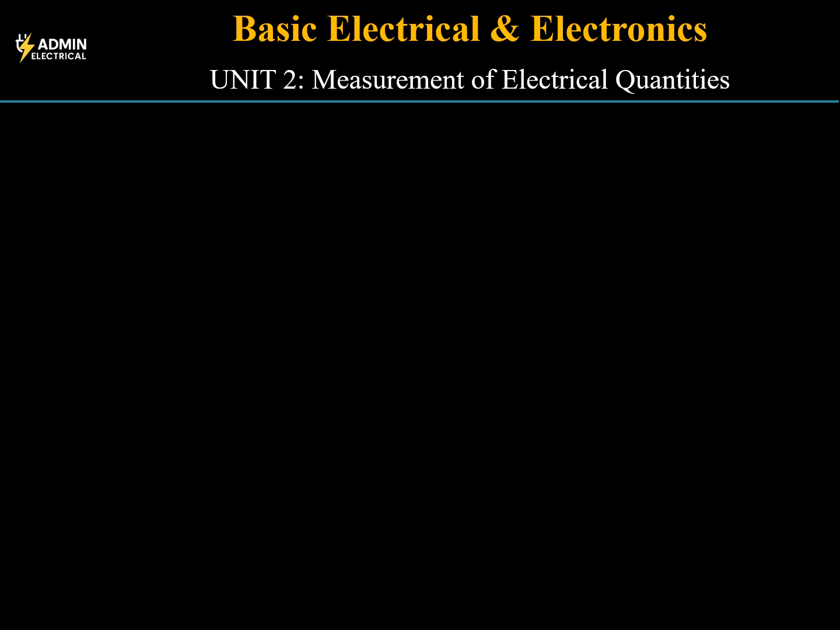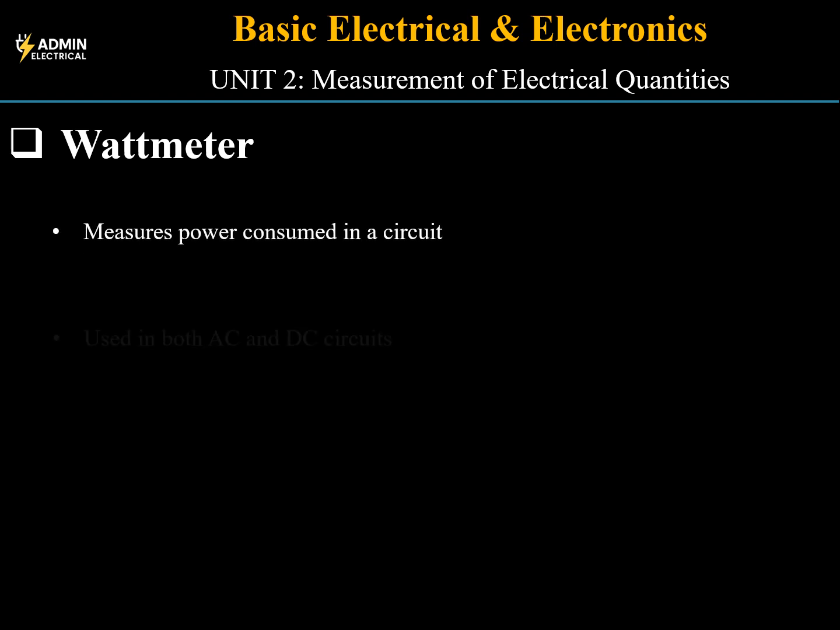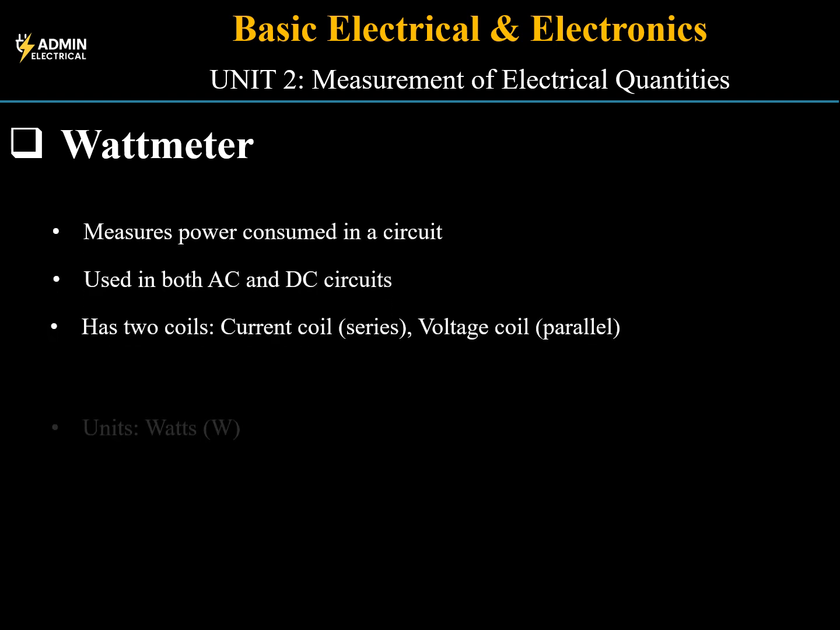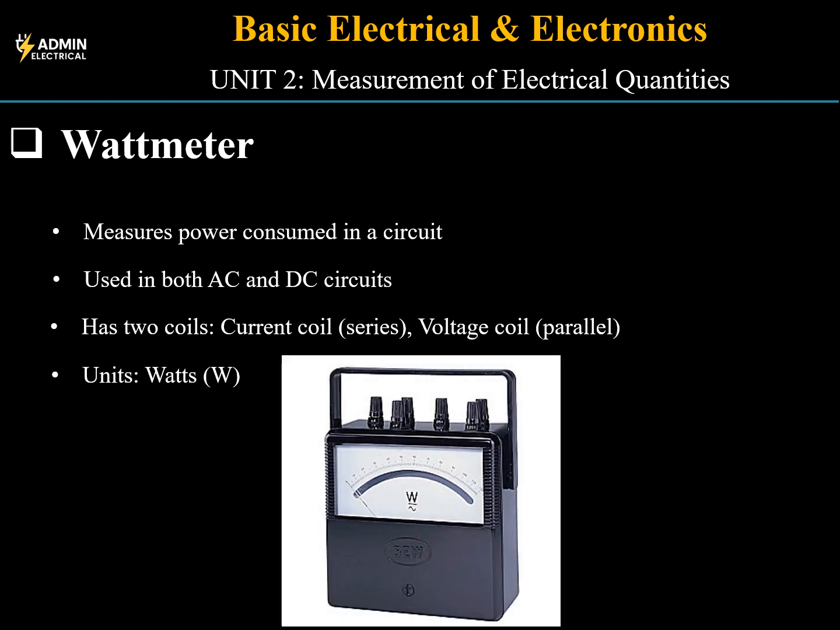A wattmeter measures the power consumed in a circuit. It is used in both AC and DC circuits. A wattmeter has two coils: a current coil connected in series, and a voltage coil connected in parallel. Together, they calculate the real power consumed. Power is measured in watts, W.